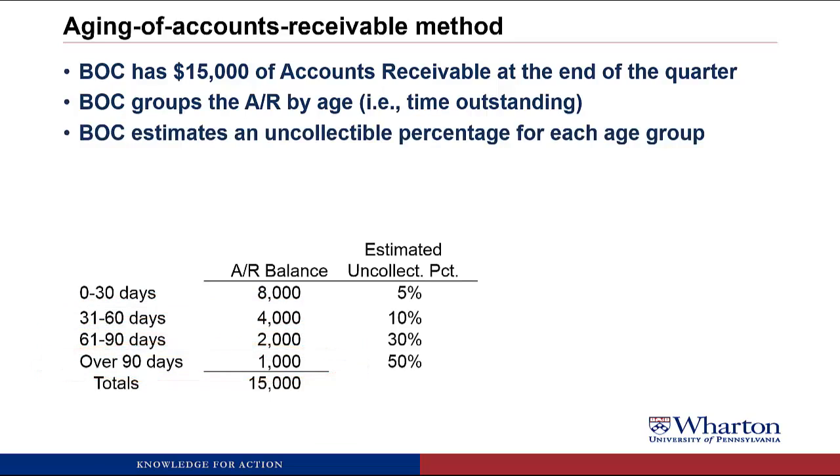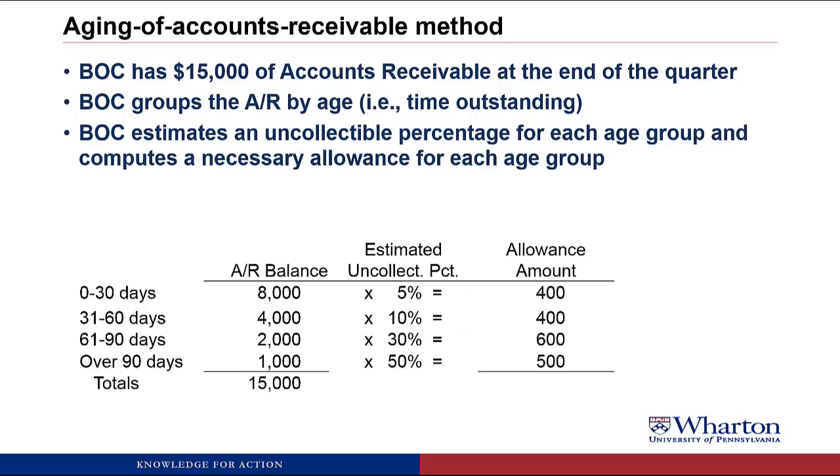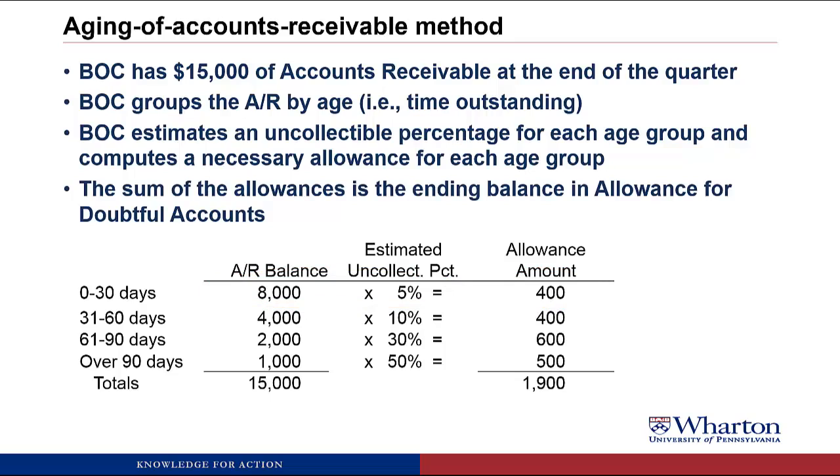Then BOC estimates an uncollectible percentage for each age group. And as you'd expect, the estimated uncollectible percentage gets bigger the longer the receivables have been outstanding without being collected. Then we're going to compute the necessary allowance for each age group by taking the balance in the group times the percentage to get the allowance for that group. And then we just add up all the allowances to get the ending balance in allowance for doubtful accounts, which would be $1,900.